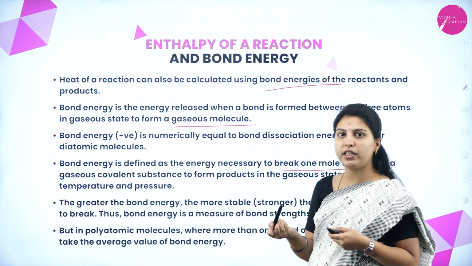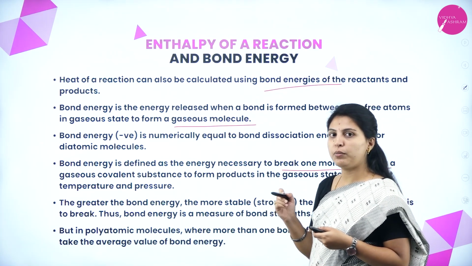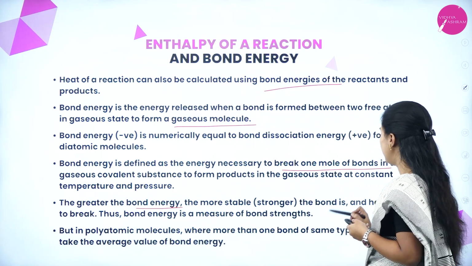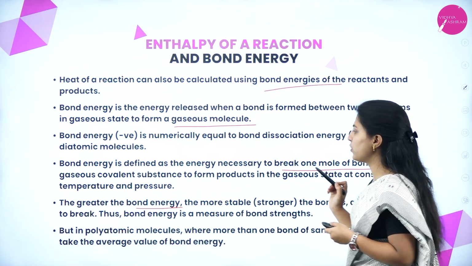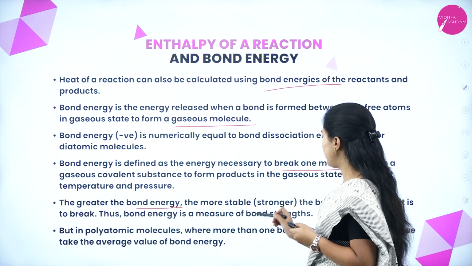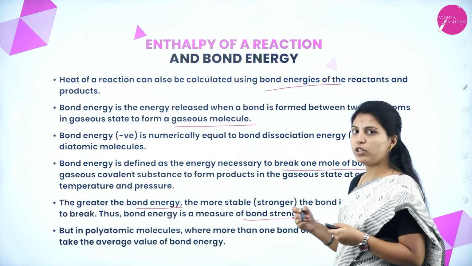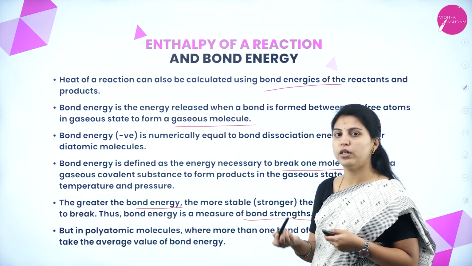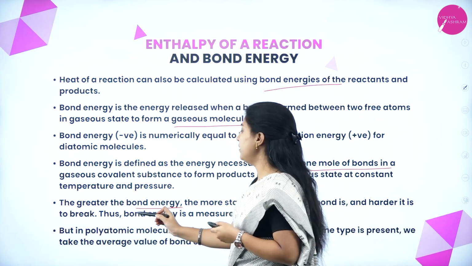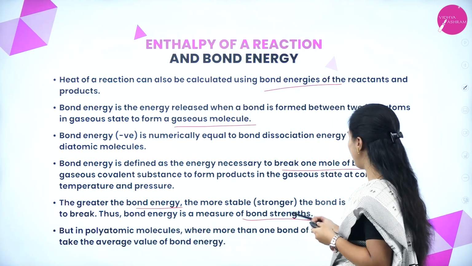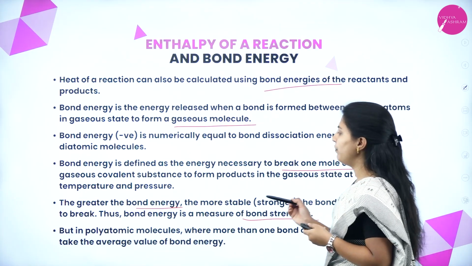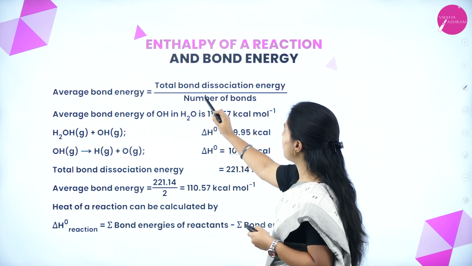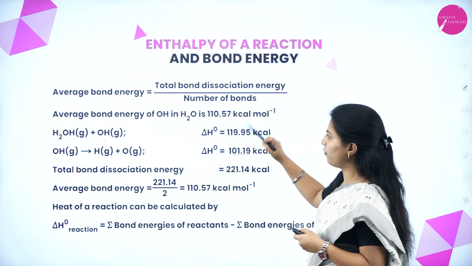Usually bond energy refers to breaking 1 mole of a substance. The greater the bond energy, the more stable the bond is, and the harder it is to break. Thus bond energy is a measure of bond strength. Whenever bond strength is more, you cannot break it easily, so it requires more bond energy. But in polyatomic molecules where more than one bond of the same type is present, we take the average value of bond energy. Average bond energy is total bond dissociation energy by number of bonds.